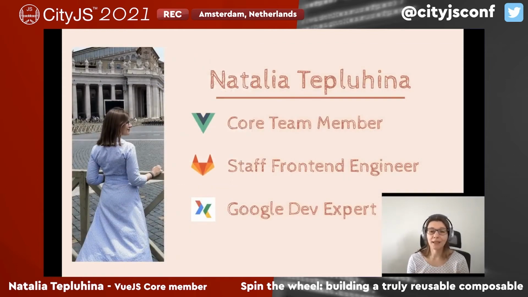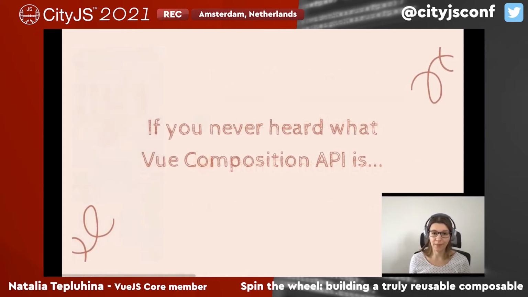My name is Natalia Tepluhina and I'm a Vue.js core team member. I'm responsible for writing Vue.js documentation. I work as a staff front-end engineer at GitLab, and there we're using Vue as our front-end framework. So I definitely have some experience with complicated code bases where some specific solutions are needed. And I'm also a Google Developer Expert in web technologies.